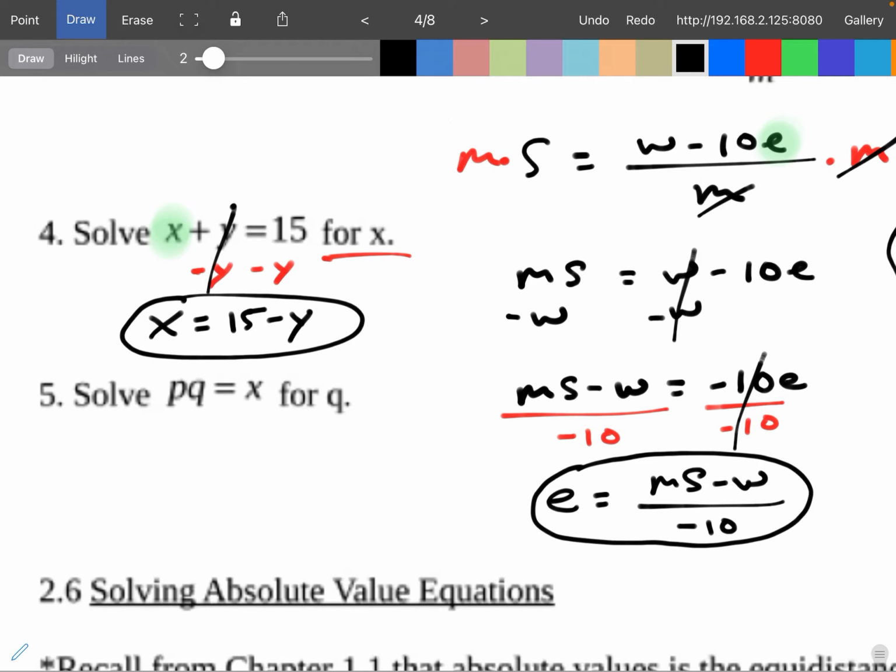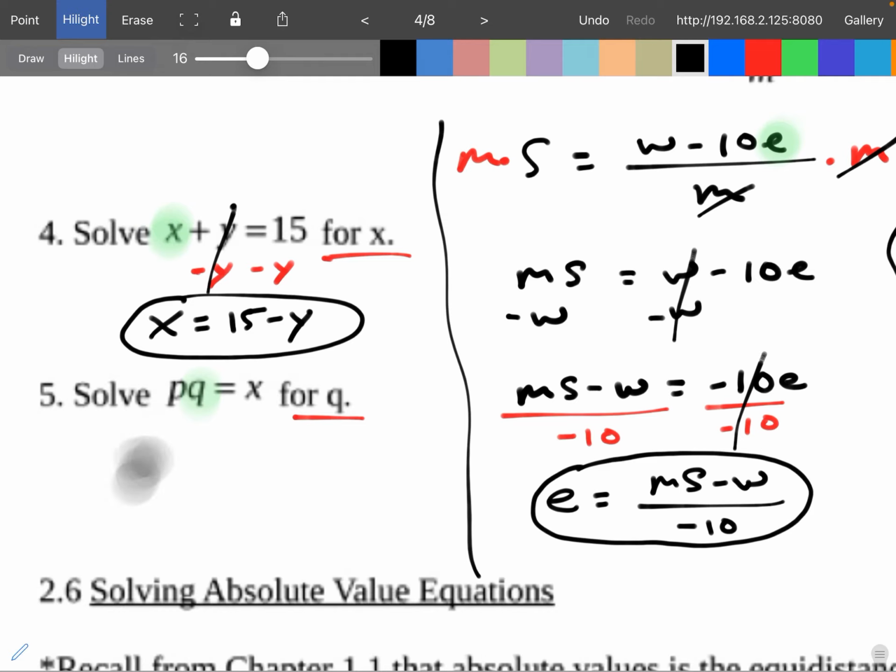Let's try the last one there, number 5. I guess I could section these off here too. On number 5, it says we have to solve for q. So again, we're trying to get the q all by itself right here. How do I get rid of the p? Who said that? Dewan? What did you say? Yeah, divide.